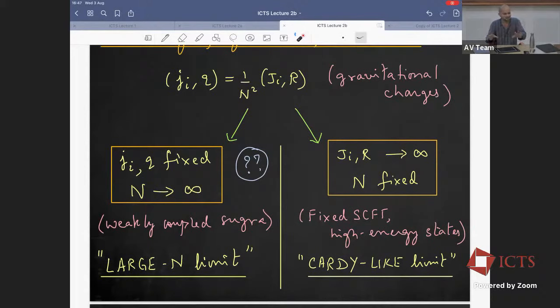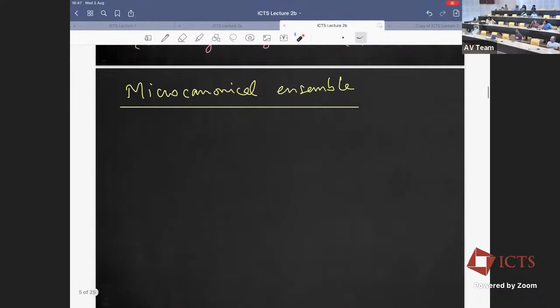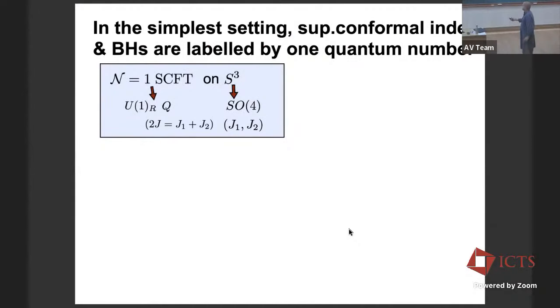Maybe you want to re-ask the questions and I'll show you the answers. Is something not clear here? Maybe I'll go to the answers. So first let me show you the microcanonical ensemble.